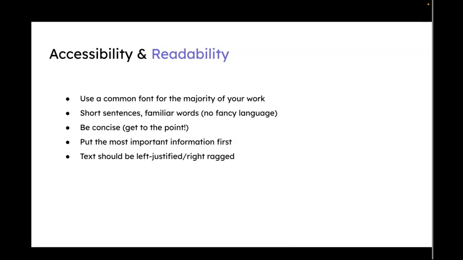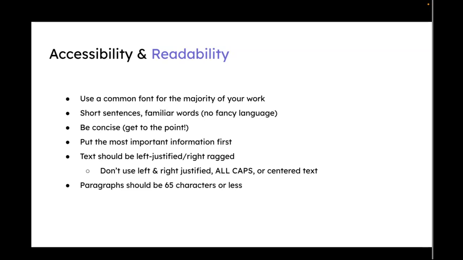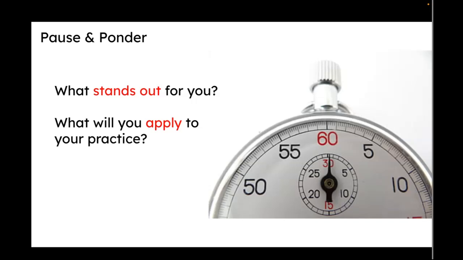When you are designing your paragraphs in your documents, your text should be left justified and right ragged. For a screen reader, this is the best choice. Centering text and having left and right justified text can sometimes trip up a screen reader and make it more difficult for them. You don't want to use all caps. Remember that all caps, screen readers sometimes interpret those as acronyms, and they'll read letter by letter. Paragraphs, 65 characters or less.